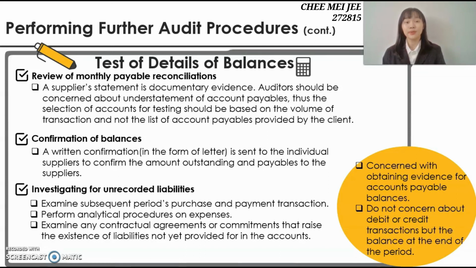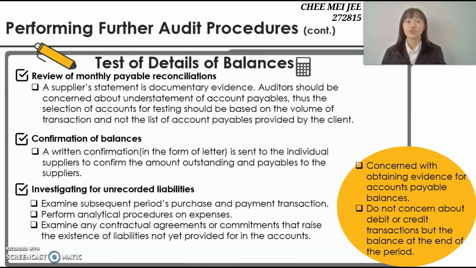Normally, the differences between the supplier statement and the client record are mostly due to goods and cash in transit and disputed amounts. The selection of accounts for testing should be based on the volume of transactions and not the list of accounts payable provided by clients. The higher the volume of transactions, the bigger the sample will be tested.